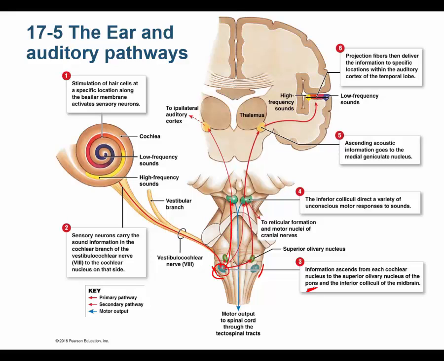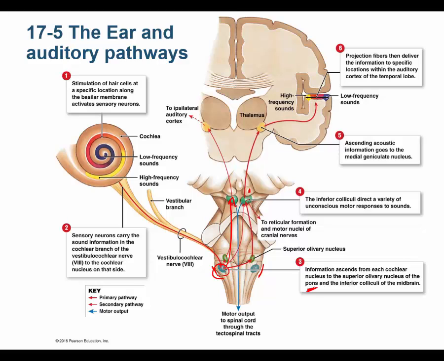Then it goes up and hits the inferior colliculi of the corpora quadrigemina. Remember, the superior colliculi do visual reflexes, like you turn your head towards a flash of light. That's the superior colliculi of the corpora quadrigemina. And the inferior colliculi of the corpora quadrigemina do auditory reflexes. You hear a sound, you turn your head towards it.